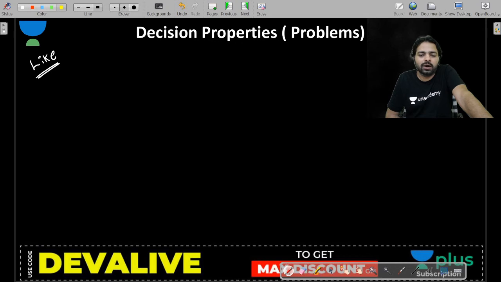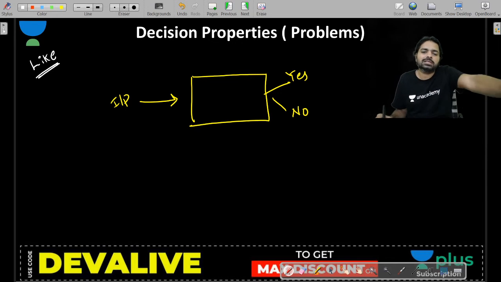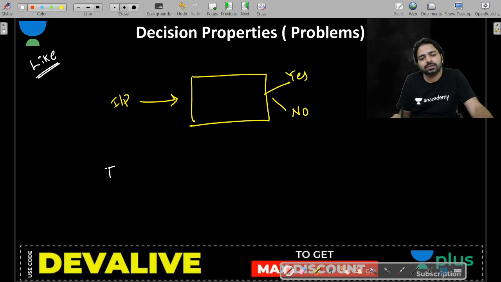Now do you have clarity between closure property and decision property? Decision property, we have some problem, right? That problem will have an input. Output depends on yes or no. And yesterday I gave all the definitions, like whether yes and no both have logic, guys. Yes and no both have logic.